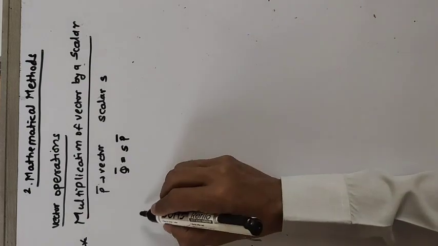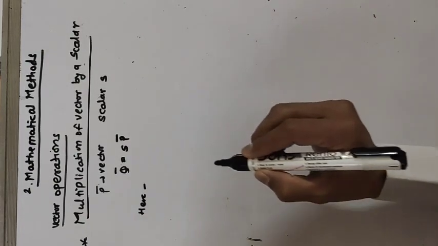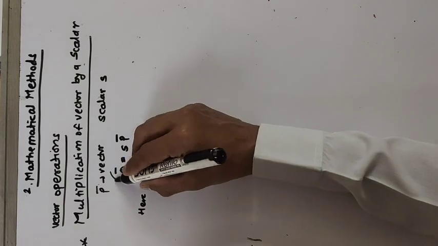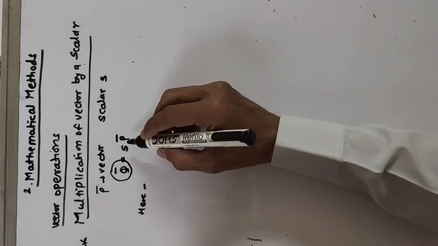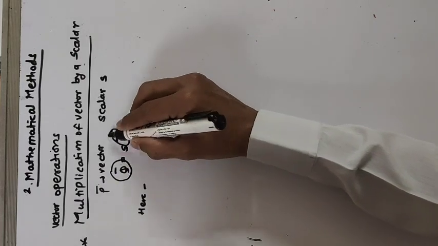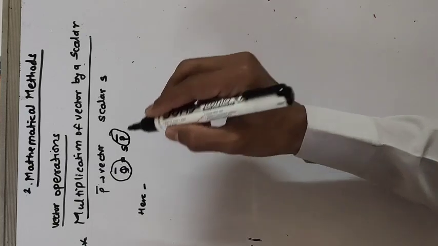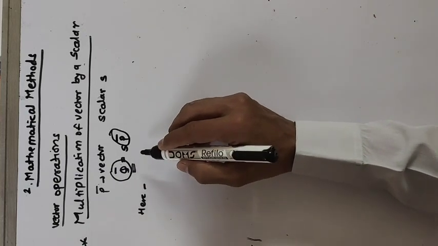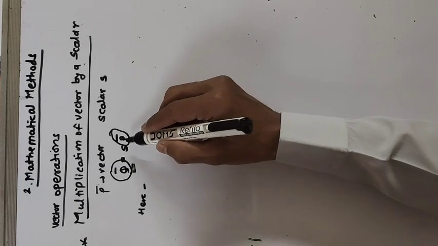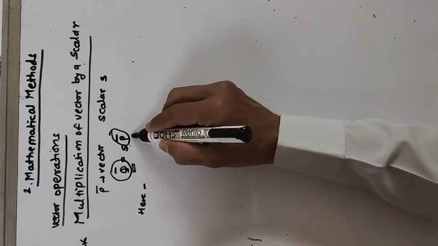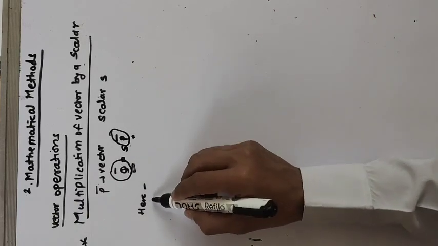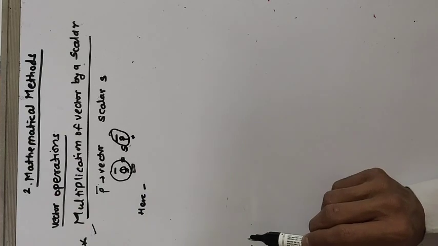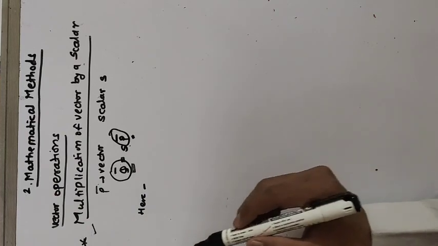Here, q is the vector whose direction is the same as that of p bar, and the magnitude of this vector is s times the magnitude of vector p bar. Okay, in this way we can make the multiplication of a vector by a scalar.